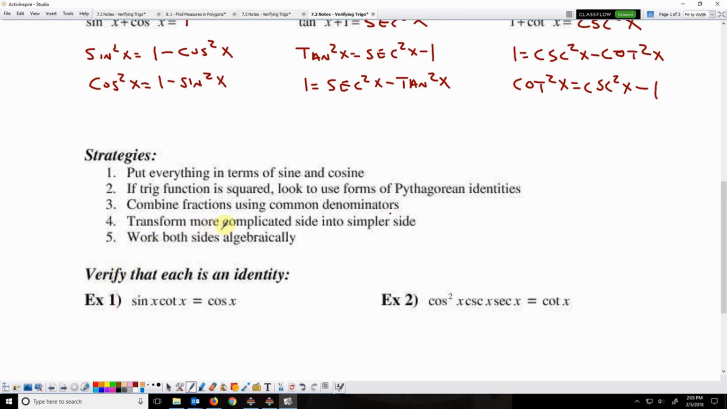If we have one complicated side and one that looks rather simple, we'll just take that complicated one and try to make it look like the simpler side. And we need to work both sides algebraically. We need to use rules of algebra, like what we do to one side, we have to do to the other.